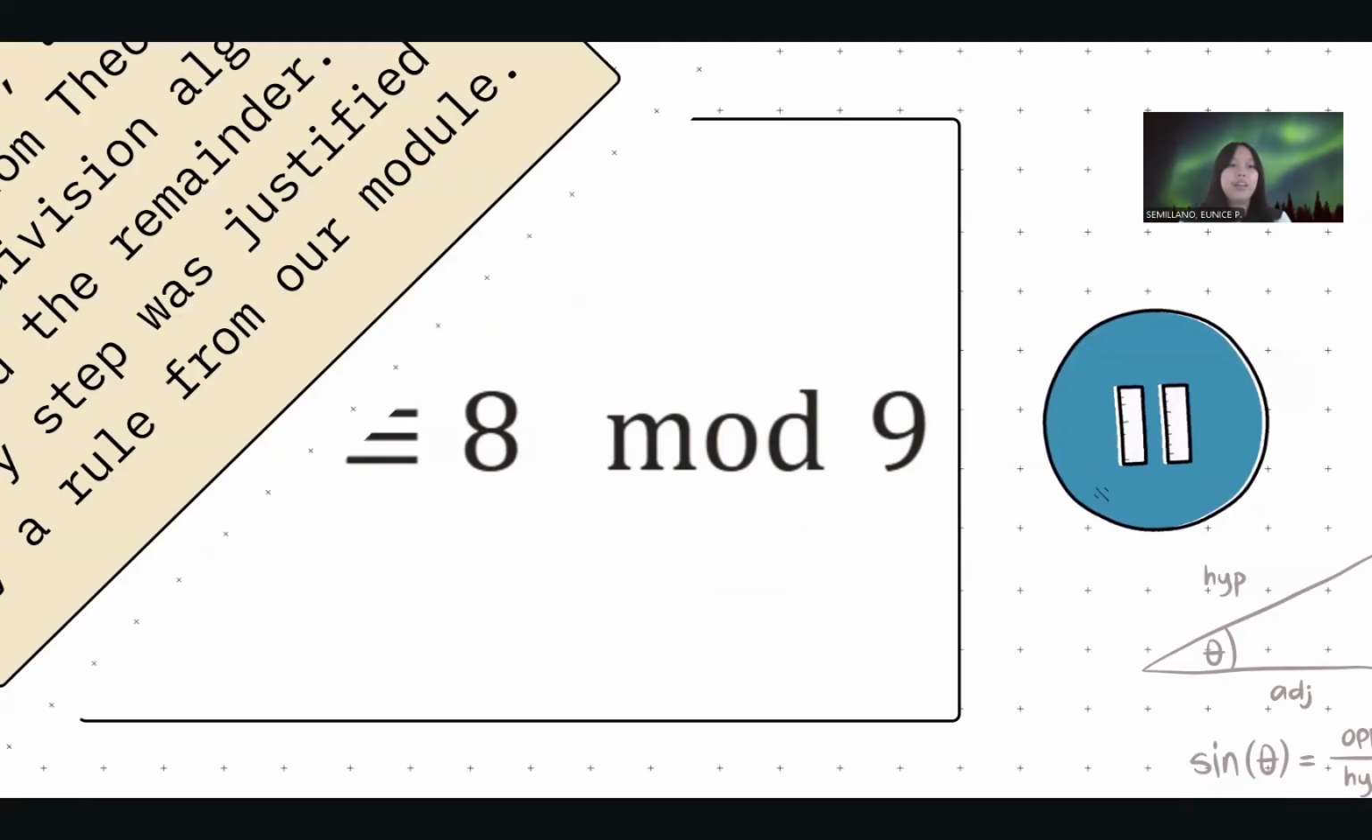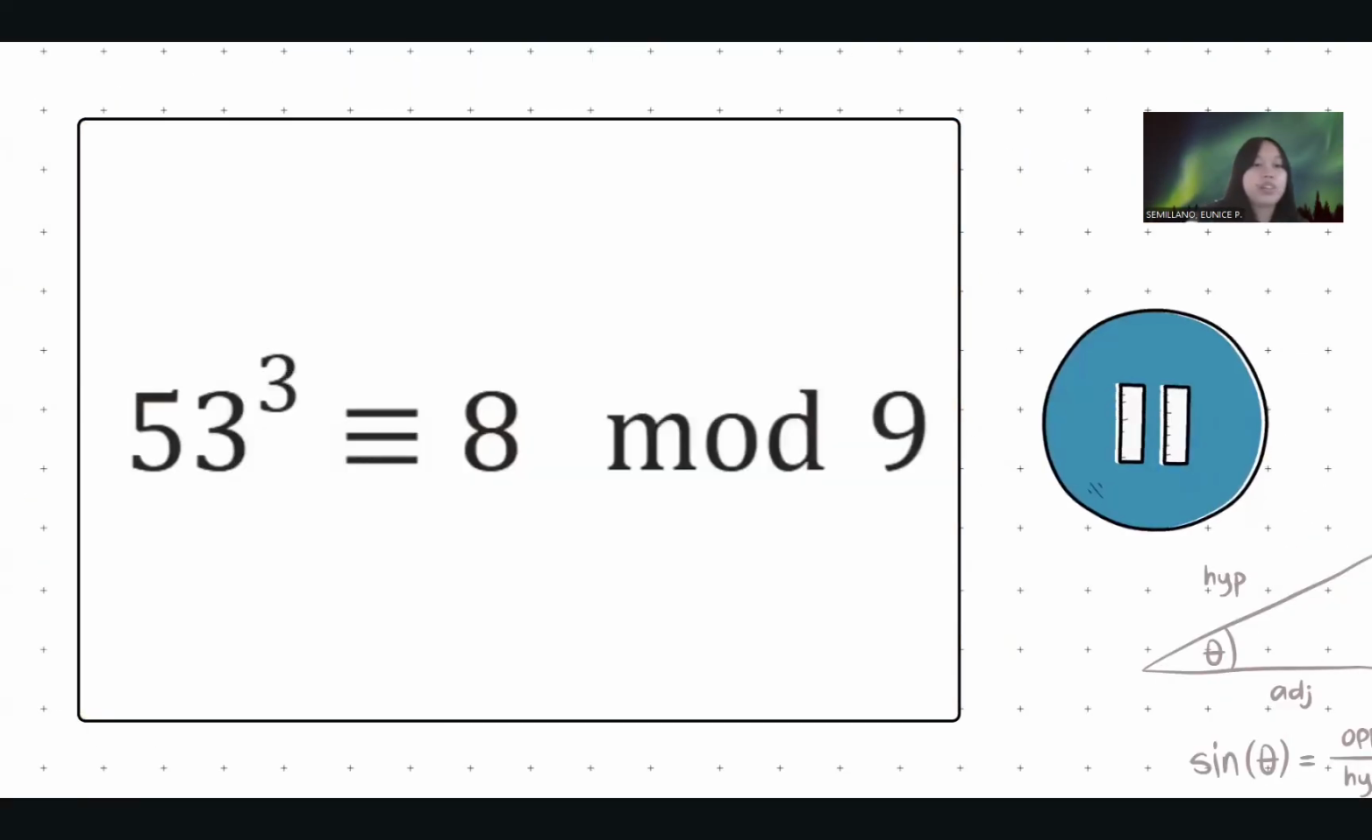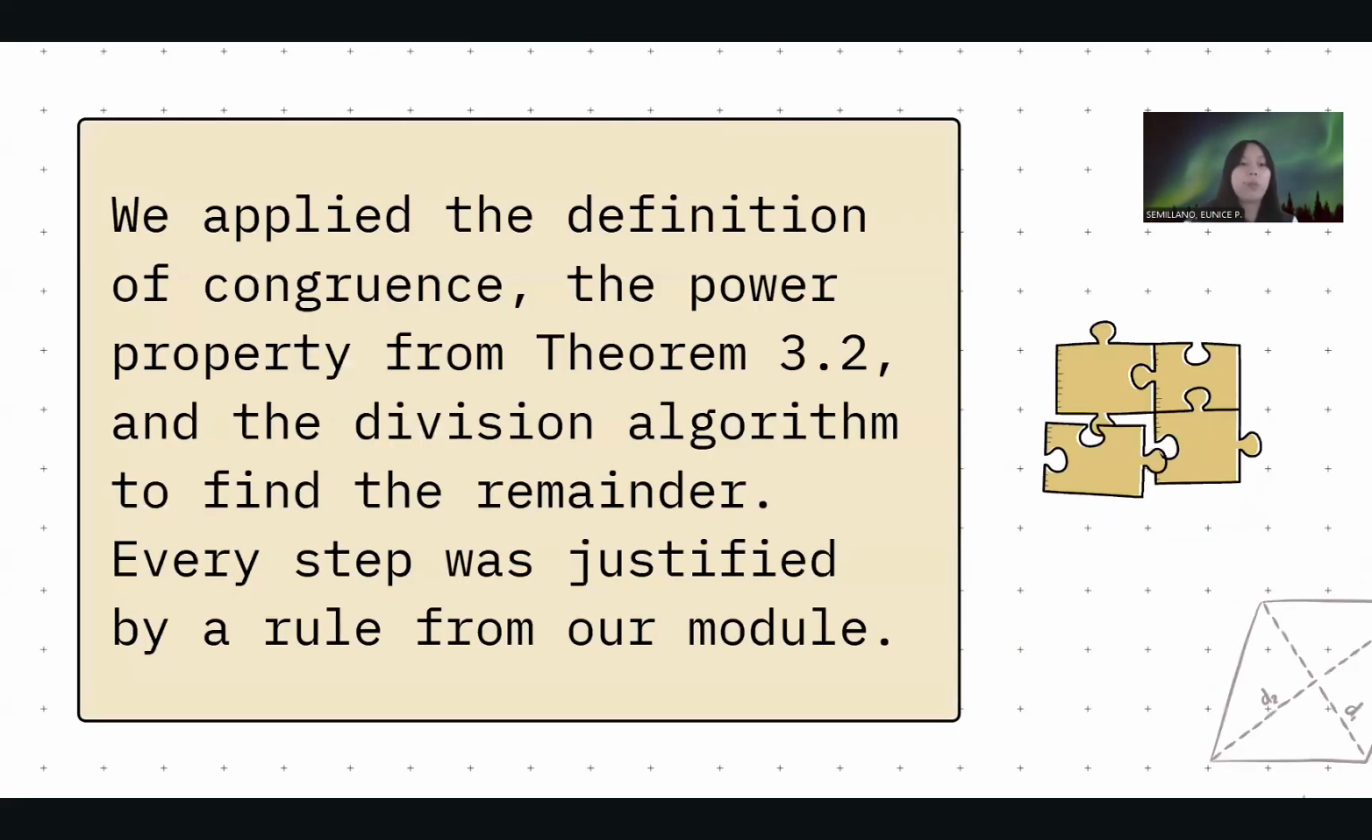And to close, this problem shows us how congruence properties help us simplify large expressions. Instead of calculating 53 cubed directly, which is a huge number, right? We used substitution and modular reduction to make the problem manageable. So we applied the definition of congruence, the property from theorem 3.2, and the division algorithm to find the remainder. So every step was justified by a rule from our module.